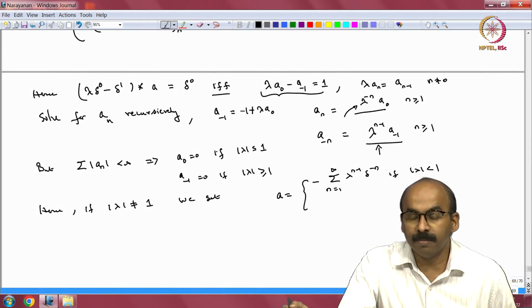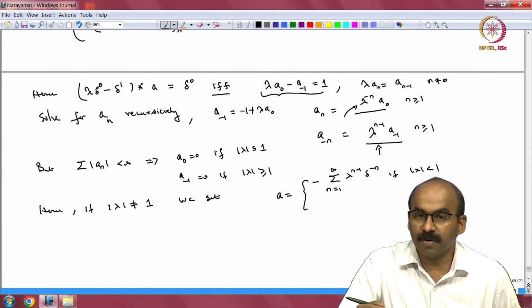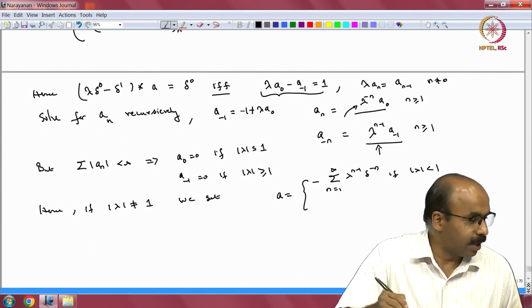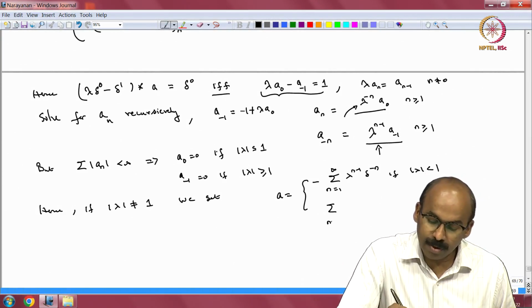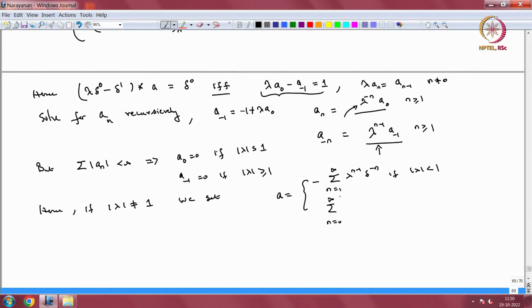So, one side will become 0, the other side survives and you will get this, and similarly summation n equal to 0 to infinity lambda to the minus n minus 1 delta to the n if mod lambda is greater than 1, right. In both cases the series will converge, they are in L1 because delta does not do anything, I have just lambda to some power. If mod lambda is greater than 1, that series converges, similarly for the other one.